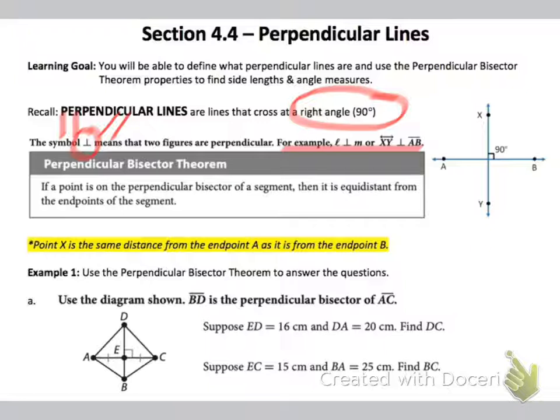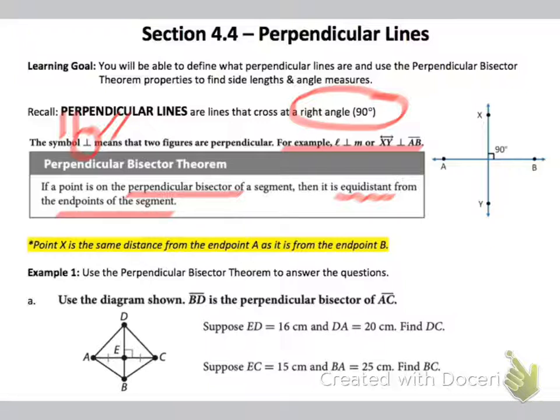And then the first theorem that relates to perpendicular lines is the perpendicular bisector theorem. And what that says is, if a point is on the perpendicular bisector, so perpendicular and bisector, well, think about what those two things mean. Perpendicular means at 90 degrees. Bisect means to cut into two equal parts, right? We know bisector from other things we studied in geometry. So if a point is on the perpendicular bisector of a segment, then it is equidistant, which means same distance, from the endpoints of the segment.